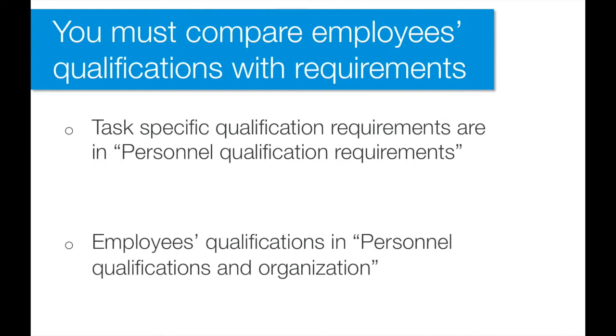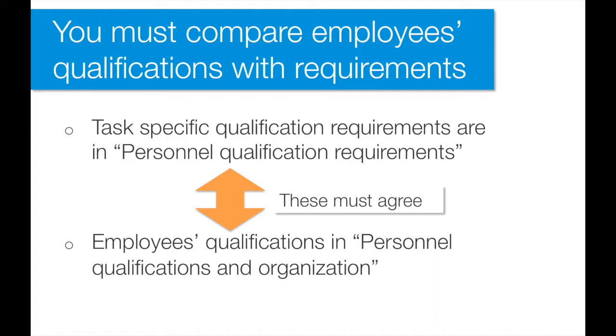Technically, to make sure your employees are qualified, you must do two things. First of all, you must have defined the minimum qualification requirements for key tasks. Then, you must make sure that the employee's qualifications meet the qualification requirements, but we'll get back to this a bit later in the training video. Now you can save the changes done to the FPC manual and close it.